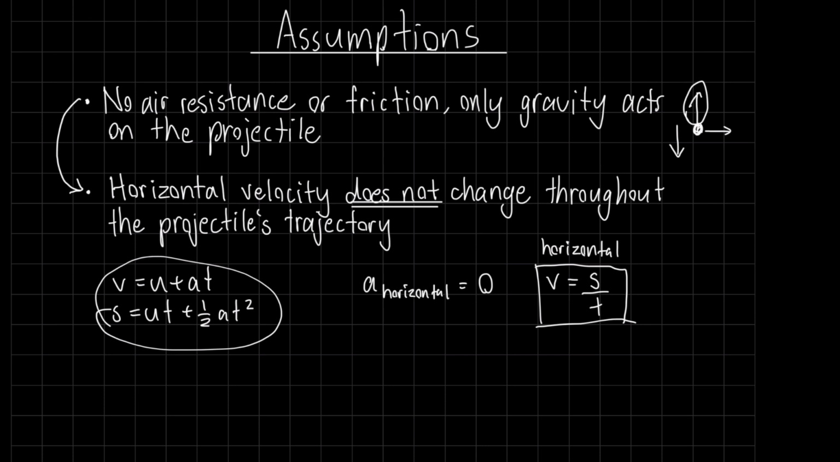Whereas for vertical, because there's an acceleration, we have to use our conventional kinematics equations. And we just sort of have to manipulate these to get what we want.